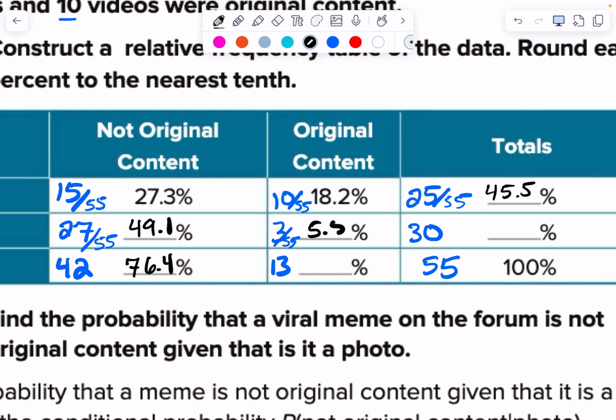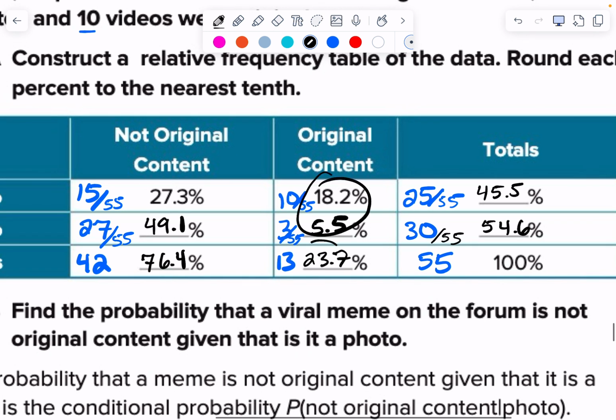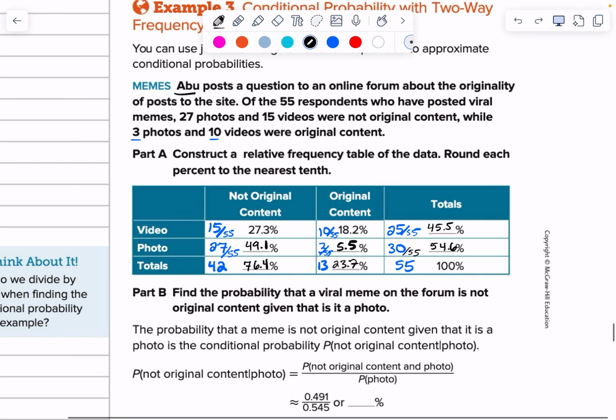5.5 here. Okay, next. 30 over 55. Oh, wait, I can do that. This should be 54.6. This guy should be 23.7. Yeah, something like that? Is that not quite right? It is? Okay, so there's that. I just added these together to get the total thing. Got it? Okay.